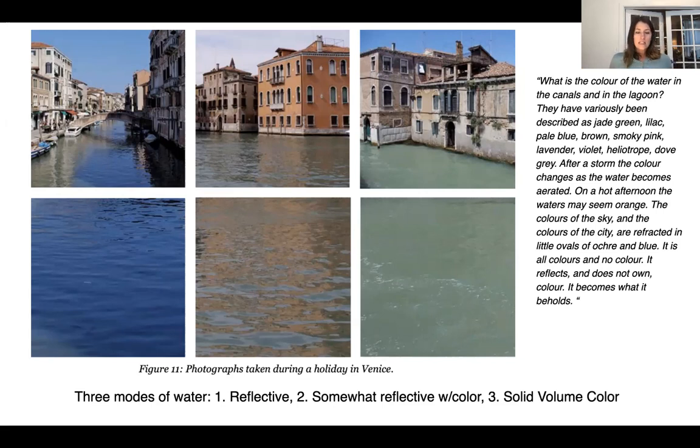So the same researchers from that previous study that I mentioned broke this down and took different photographs to talk about the differences between surface color, film color, and volume color.